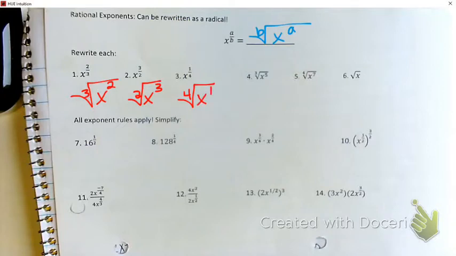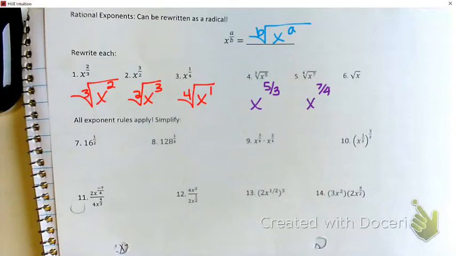So 4, 5, and 6 are going the other way. Okay? So instead of writing them with roots, we're writing them with fractions. Okay, so number 4, we would write x to the 5 over 3 because 3 is on the bottom, so 3 has to go on the bottom of the fraction. Okay. Number 5 would be x to the 7 over 4 because 4 is inside the root, so it goes on the bottom of the fraction.